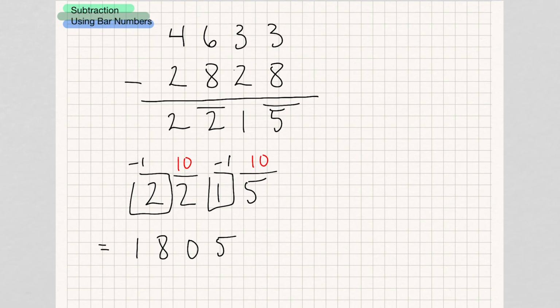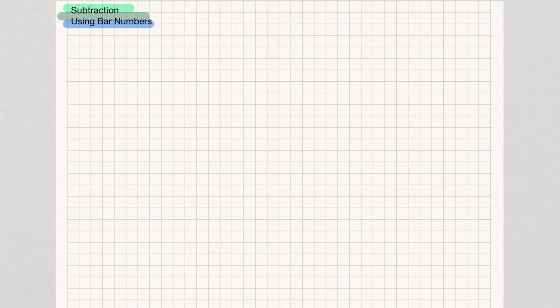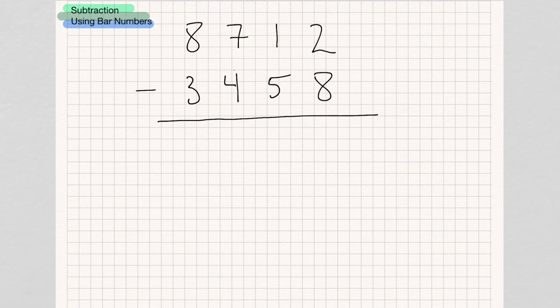Okay, let's try another example. Just for fun, let's start at the right and go to the left on this one. So 2 minus 8 we can't do, so instead we do 8 minus 2, which gives us 6 bar. Now we have 1 minus 5, so instead we'll do 5 minus 1, gives us 4, and we write a bar above it. Then we have 7 minus 4 gives us 3, and 8 minus 3 gives us 5.